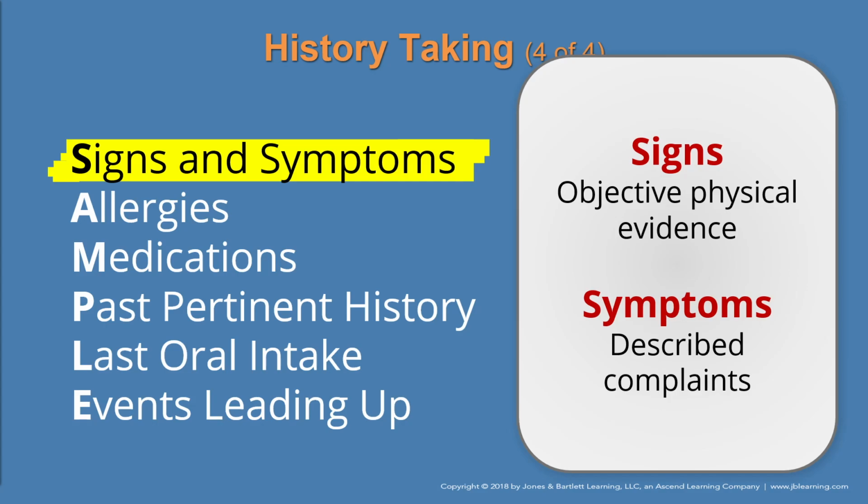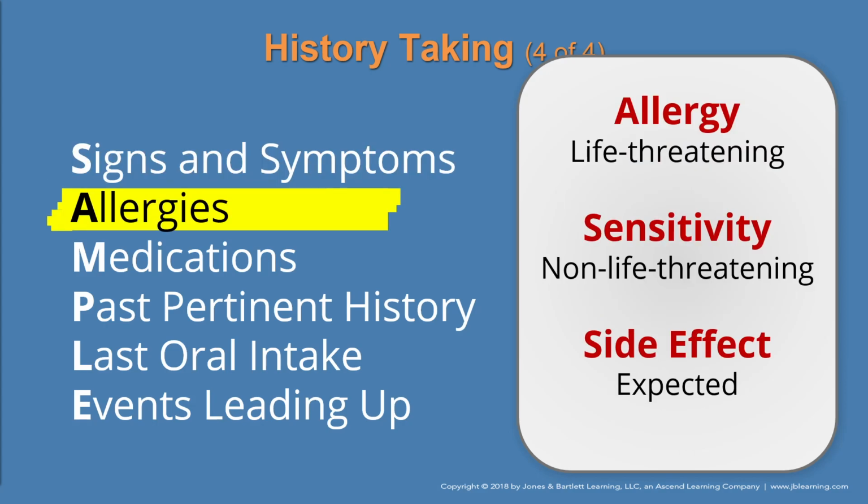A twisted ankle is not a sign unless you have bruising and swelling with it, right? A twisted ankle is, in a lot of cases, they'll describe pain, right? They'll describe tenderness, the inability to bear weight, right? Those things could be symptoms. But swelling, bruising, bleeding, those can be considered signs. So, excellent. We'll move on to allergies.